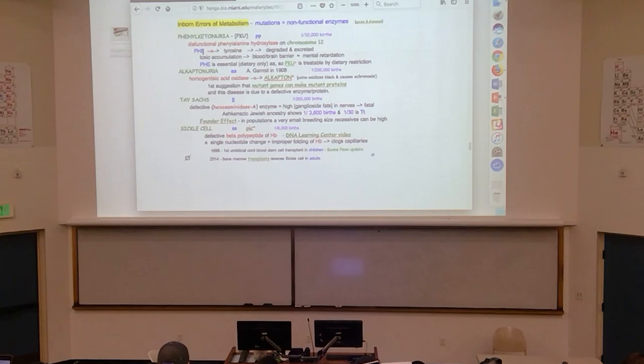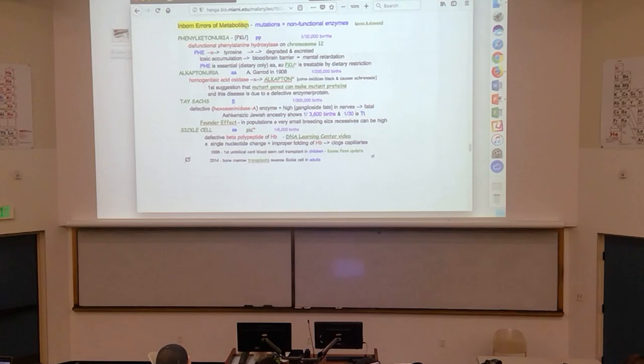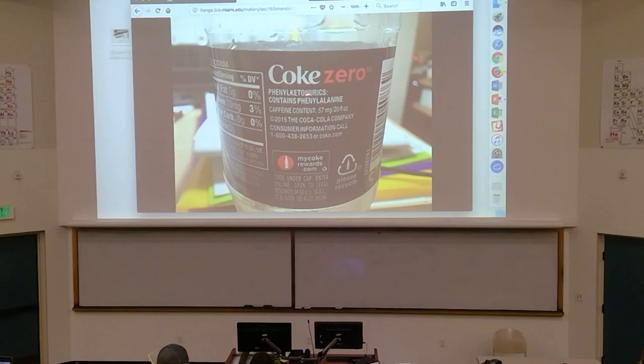If you look at every soda bottle produced in the United States today, it's going to say phenylketonurics: contains phenylalanine. That's also required by law. So there are a lot of treatable genetic diseases that are not curable.